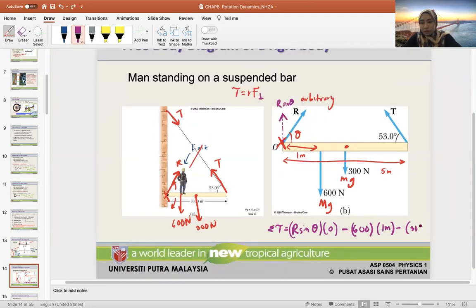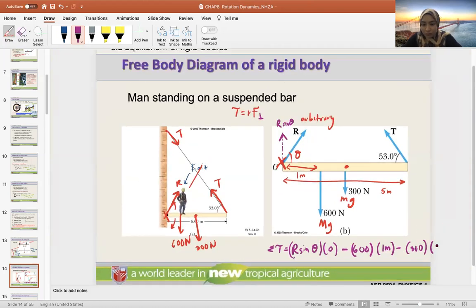I need more space. 300 times 2.5, because it is at the half of the beam. Then we have tension. We always want the perpendicular component, T sine 53. And my beam that is pushing this way, axis of rotation is my finger. I'm pushing it this way. I am going anti-clockwise. So I have a positive T sine 53. And the length to the axis of rotation is 5.